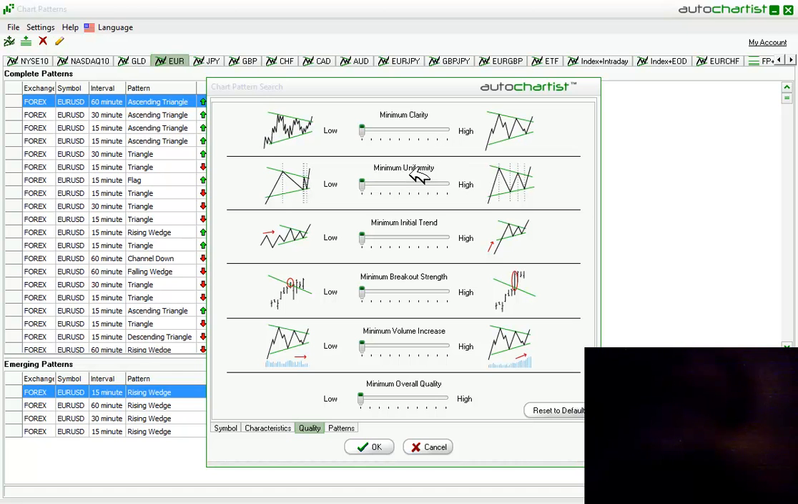Uniformity has to do with the touch points. You need at least 2 touch points to create any kind of trend line or horizontal support and resistance. So if you have good uniformity, that means that the trend lines are basically created by touch points that are spread evenly throughout the life of the pattern. In other words, they're not all congregated up towards one side of the pattern. They're evenly spread out as these 2 diagrams contrast.